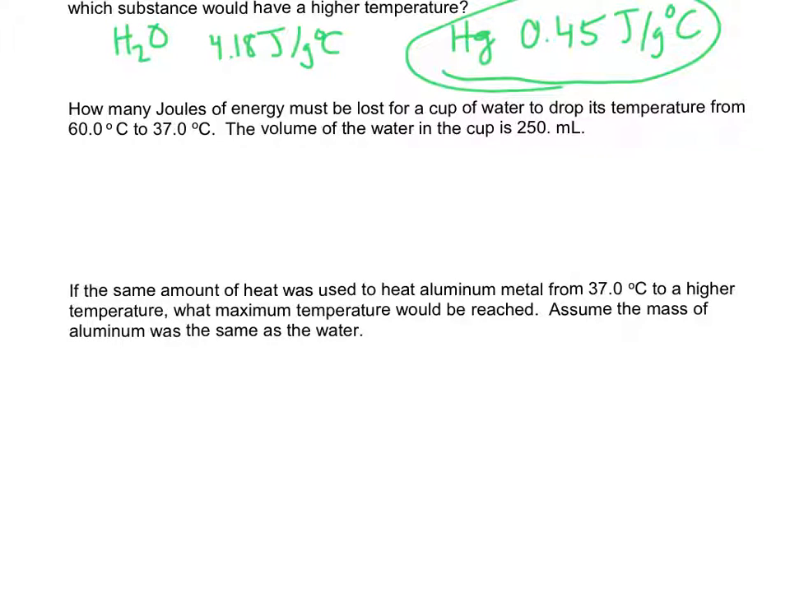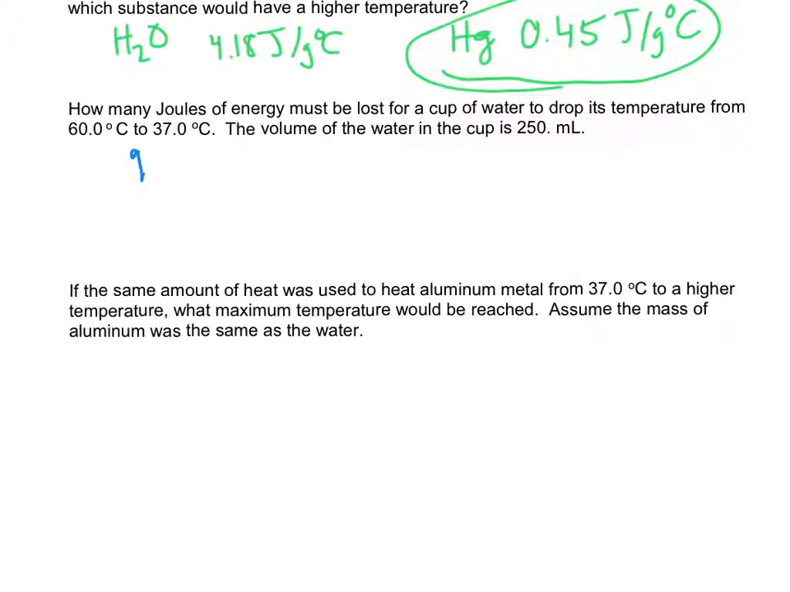All right, let's do a couple of questions using Q equals MC delta T. So this one says, how many joules of energy must be lost for a cup of water to drop its temperature from 60 Celsius to 37 Celsius? It says the volume of the water in the cup is 250 milliliters. So it looks to me like we're only talking about one substance, which is water, and it's not changing its phase. It's remaining as a liquid. So one substance, same phase. Looks like I can use Q equals MC delta T for this one.